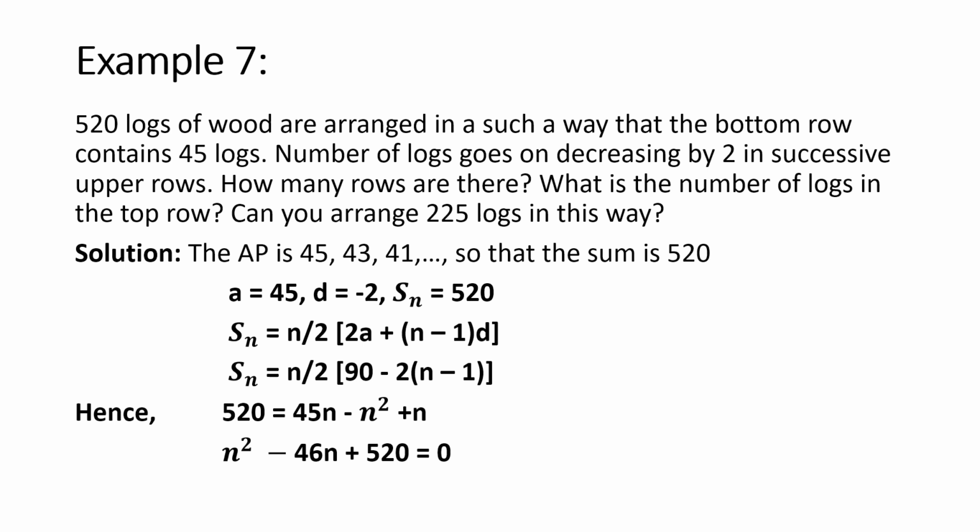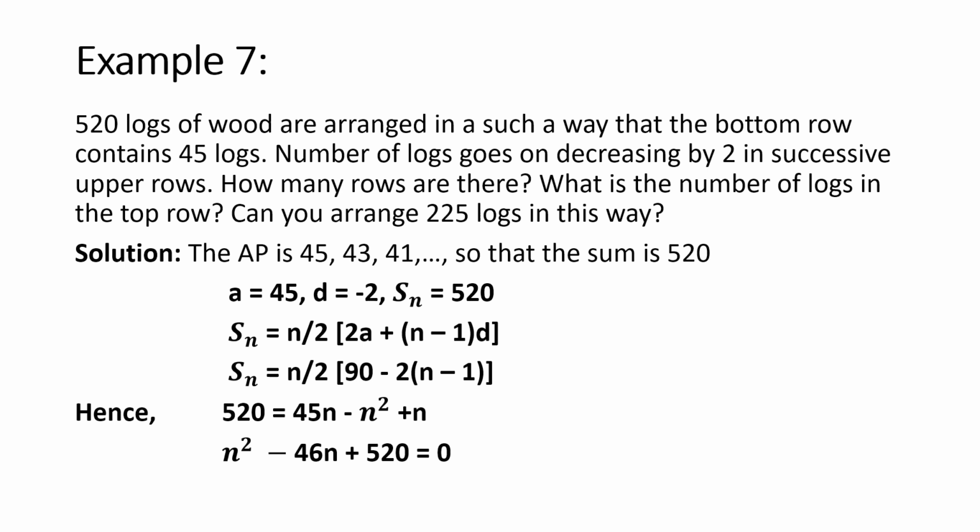Now what is given is 520 logs are arranged and the bottom row contains 45 logs. So 45 is the first term. After that you arrange one by one in different rows. First term A is 45. The common difference is minus 2 because the number of logs goes on decreasing by 2. So the common difference is minus 2. Now we have to find n for which Sn is 520.